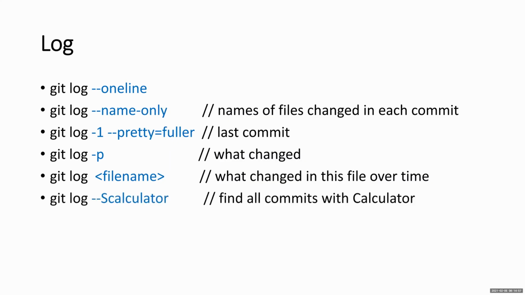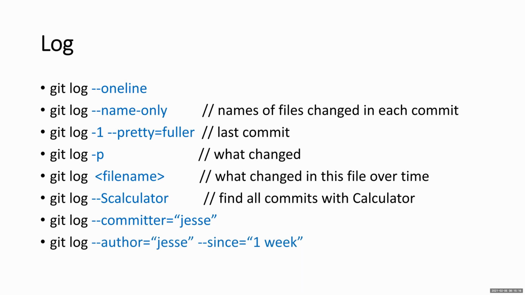If you want to search for a word within all of your commits, you do -S and then whatever the word is. If you want to know all of the commits that were made by a particular person, you can use --committer as you see here. And you can even use that with a since flag, and you can use virtually any normal text that you would expect. So since 3 days, since 1 week, and so on. We don't have enough here to show you since 1 week, since we did everything tonight.